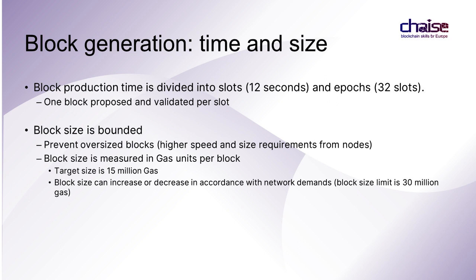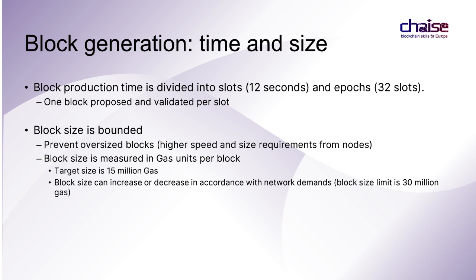Block production time is divided into slots, 12 seconds, and epochs, 32 slots. In every slot, a random validator is selected as a block producer, and a random committee of validators votes on the proposed block to determine its validity.